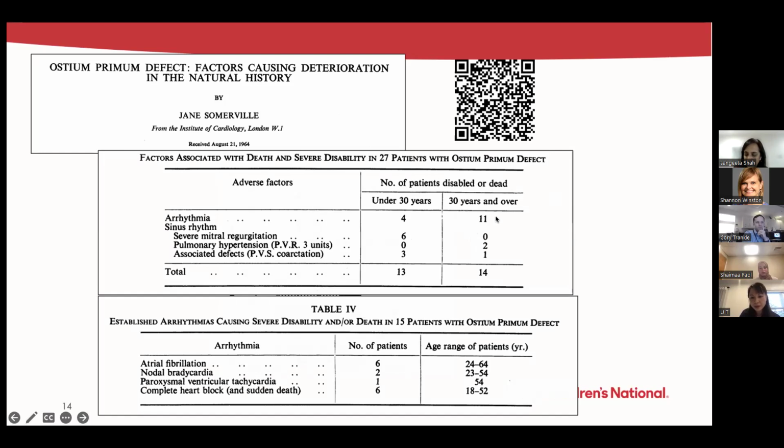In those that are over 30, the primary complication is the presence of some sort of atrial arrhythmia. And in those who are younger, the complications are more related to the degree of the left AV valve regurgitation. When she broke it down into just the arrhythmia, you can see that atrial fib and complete heart block are the primary problems in these patients.